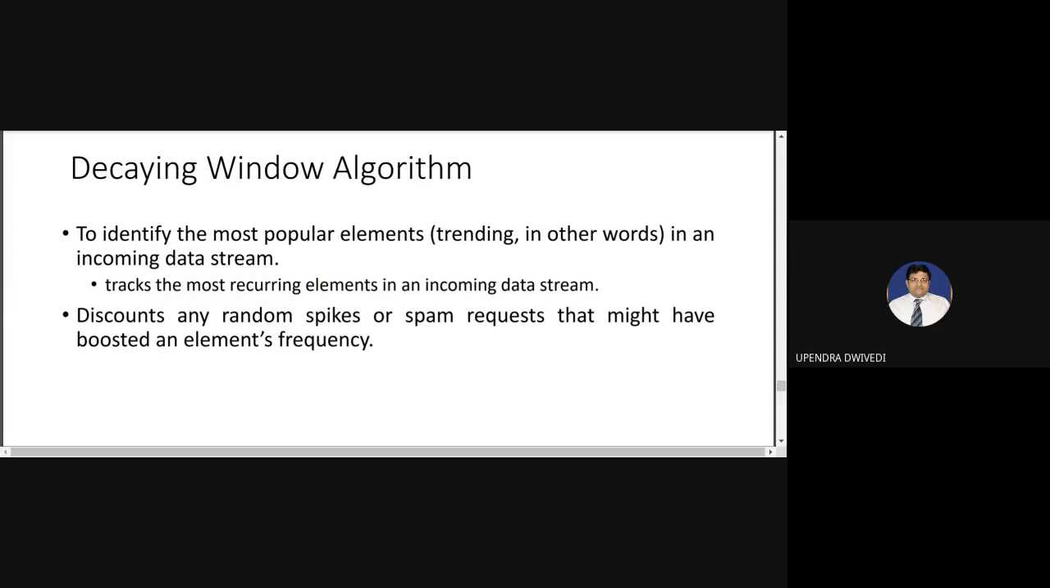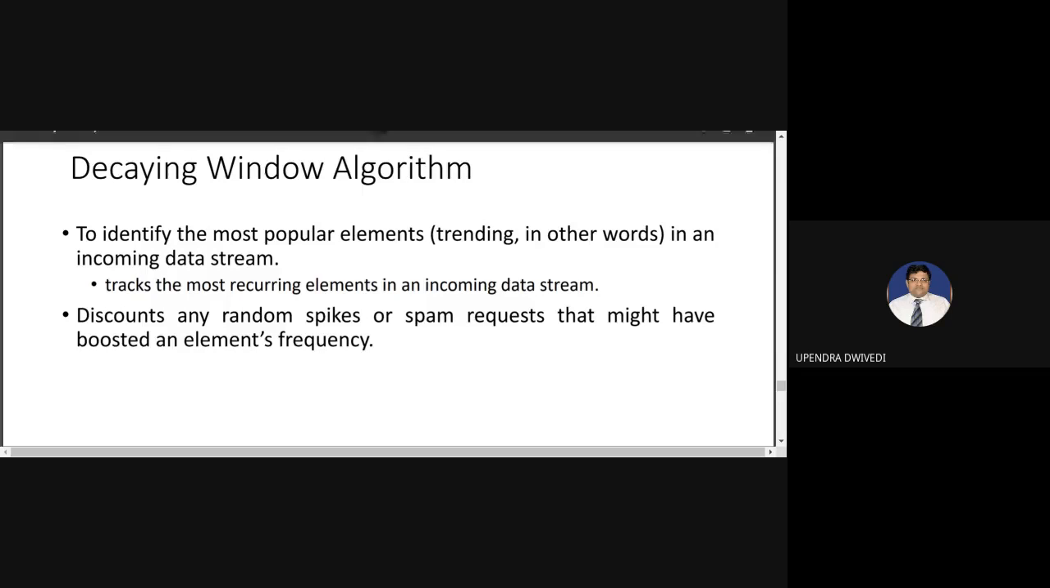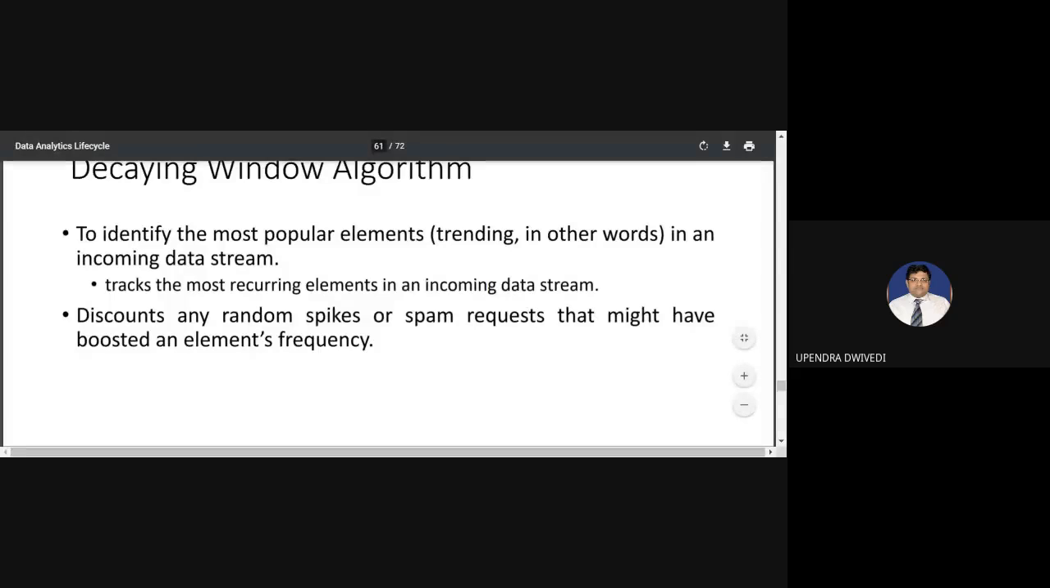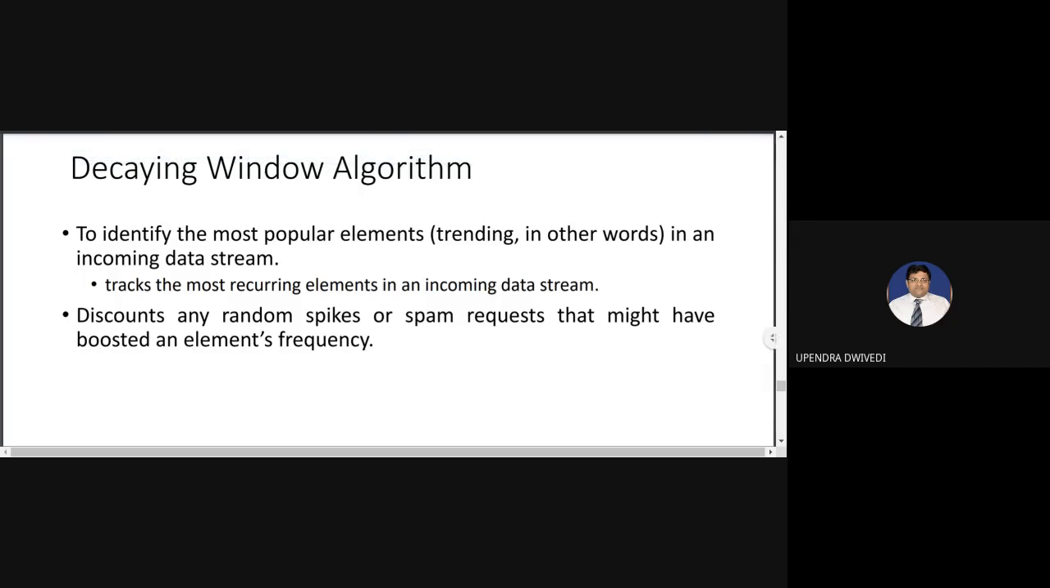So the decaying window algorithm can be used to find out those types of random spike and spam requests. Now, let us go step by step to identify the most popular trending element in an incoming data stream. We'll use a decaying window algorithm. It will track the most recurring element in the incoming data stream. A recurring element here is an element that keeps coming again and again, which users request again and again. It discounts a random spike or spam request that might have boosted an element's frequency.